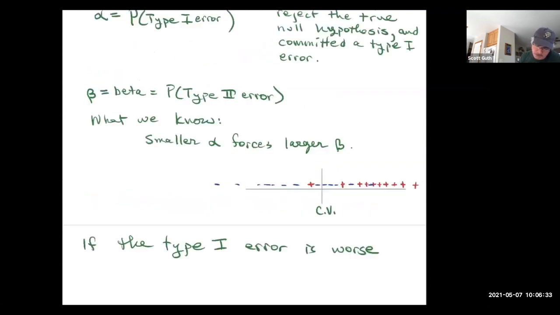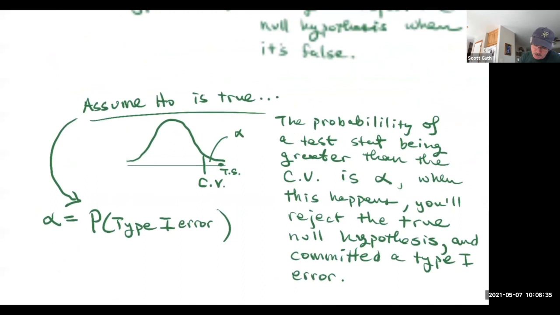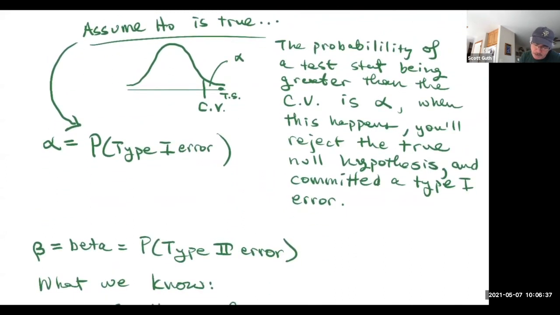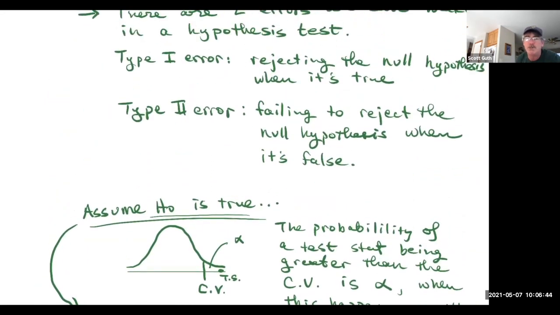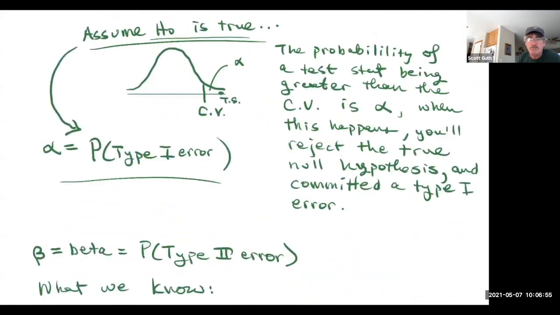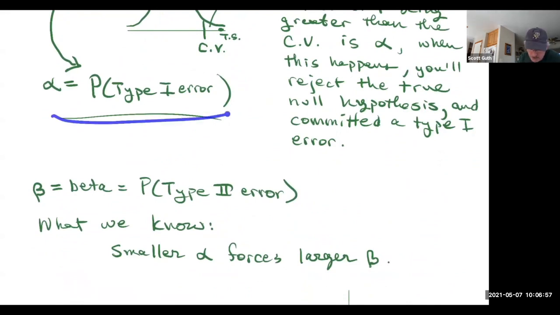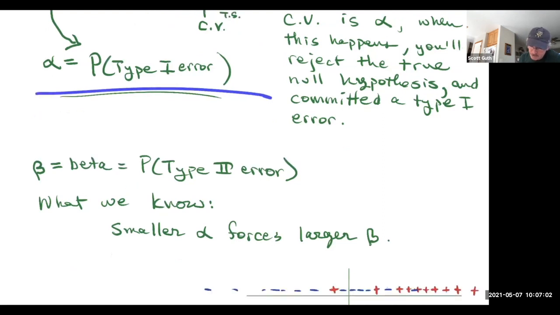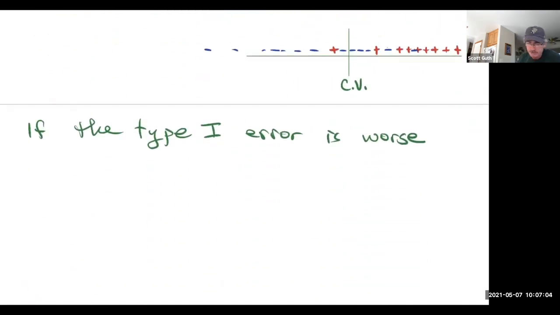since the probability of the type 1 error under the assumption the null hypothesis is true. By the way, if the null hypothesis is not true, you can't commit a type 1 error. Because remember, the type 1 error is rejecting the null hypothesis when it's true. So you can only commit a type 1 error when it's true. Okay. So alpha is the probability of a type 1 error. If that's a really bad mistake, you should pick a smaller value for alpha.